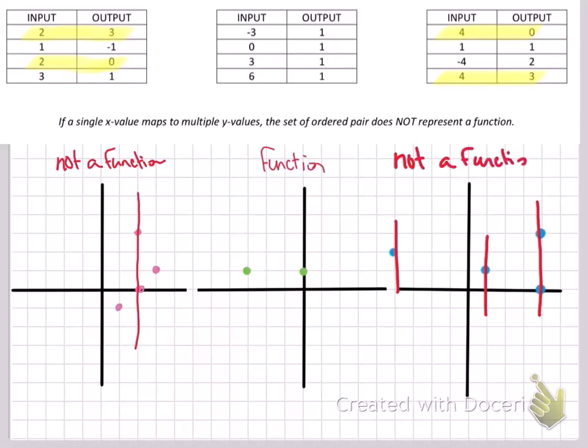Okay, so again, this is just a different way to answer the question as to whether something is or is not a function if you're just given a set of ordered pairs. If you have trouble looking at the table, or if you forget whether the x values or the y values are the ones that can't repeat, simply plot these on a graph, and then that will help you figure out, using the vertical line test, whether you're being given a relation or an actual function.